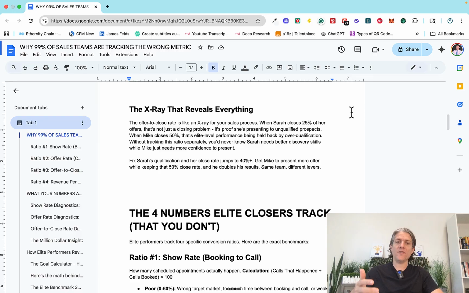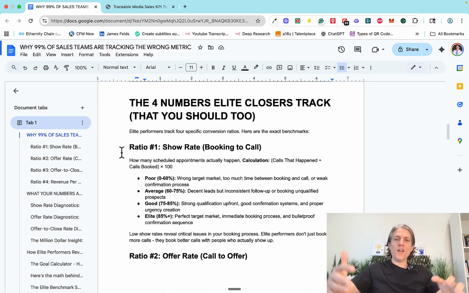So without tracking this ratio separately, you never know that Sarah needs better discovery skills while Mike just needs more confidence to present. Fix Sarah's qualification and her close rate jumps to 40%. Get Mike to present more often while keeping that 50%, and he doubles his results. Same team, different levers. The 4 numbers elite closers track that you should too.